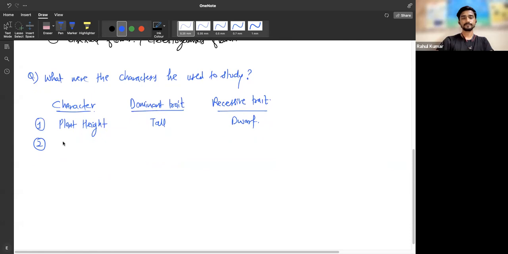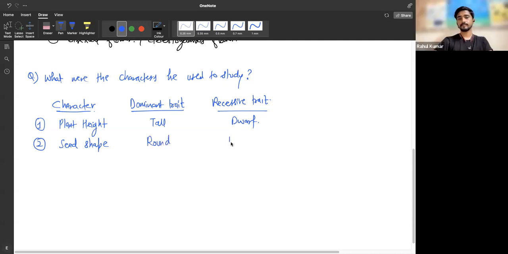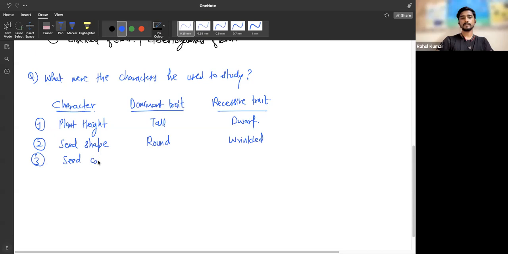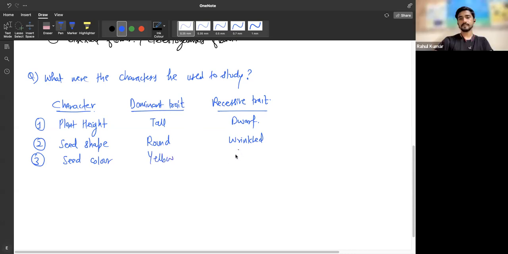Let's go to the second one. Seed shape. What is the dominant trait of the seed shape? Round. Yes. And recessive? Wrinkled. Then seed color. Tell me the dominant trait. Yellow. Very good. And the recessive is green.